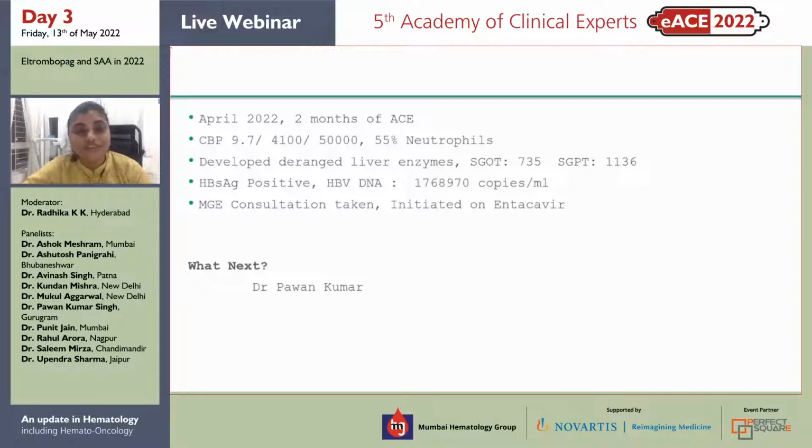Now he developed deranged liver enzymes, SGOT 735 and SGPT 1136. HBsAg was positive and HBV DNA showed a high viral load of 17 lakh copies per ml. Gastroenterology consultation taken, he was initiated on entecavir. How do you manage this type of case? What is your consideration regarding continuation of cyclosporine and eltrombopag in this particular case?